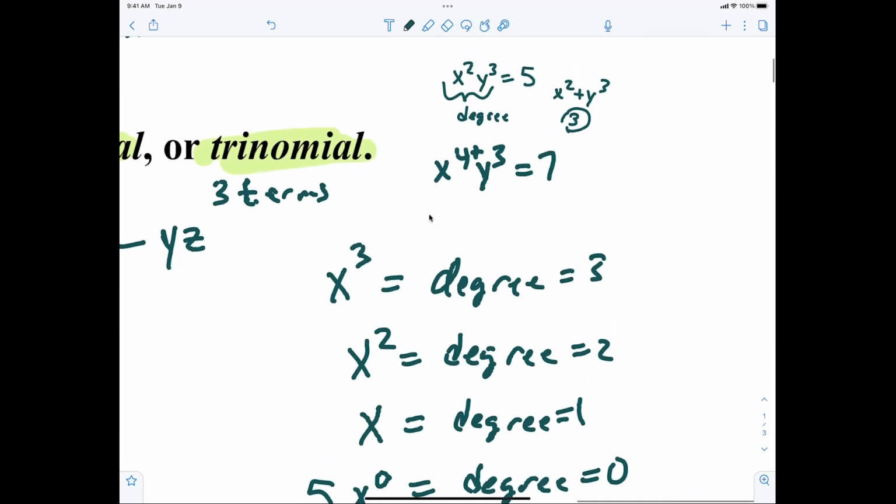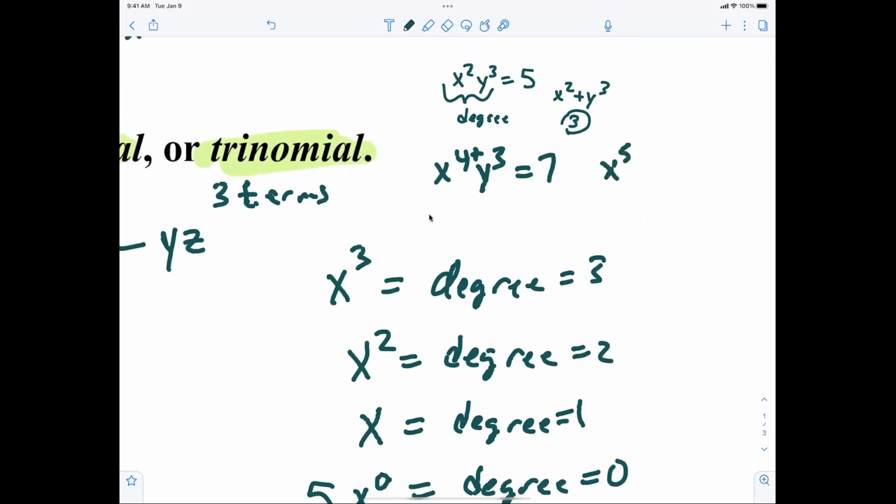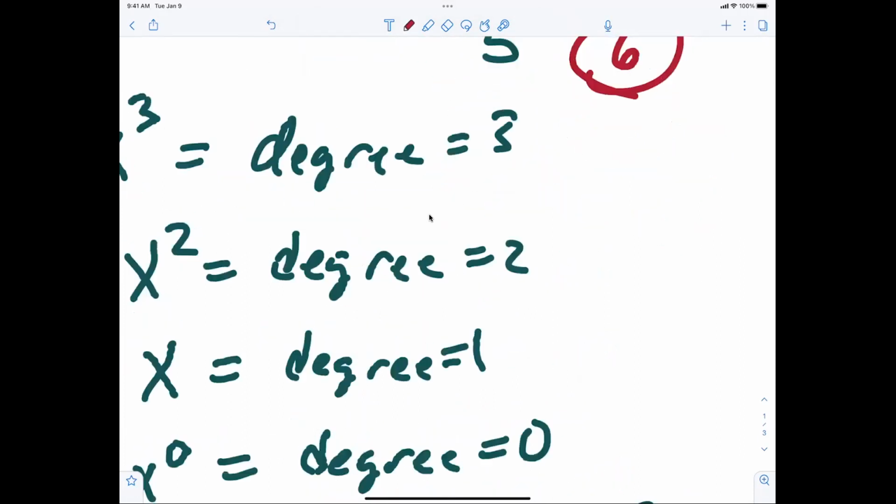What if I said to you x to the 5th plus x to the 4th y squared? What's the degree of this guy? 5. What's the degree of this guy? 6. What's the degree of that binomial? Nope, it's not 6. You don't add the monomials. You add the variables in the monomial. So bear with me.